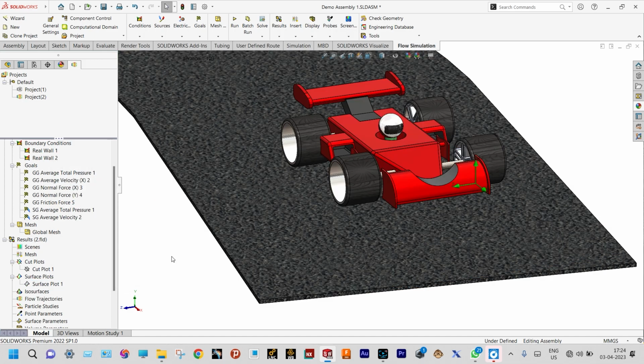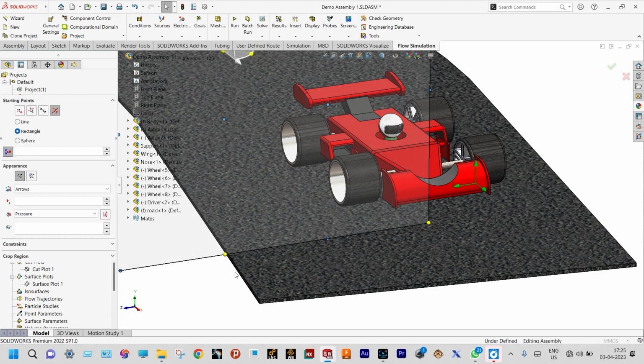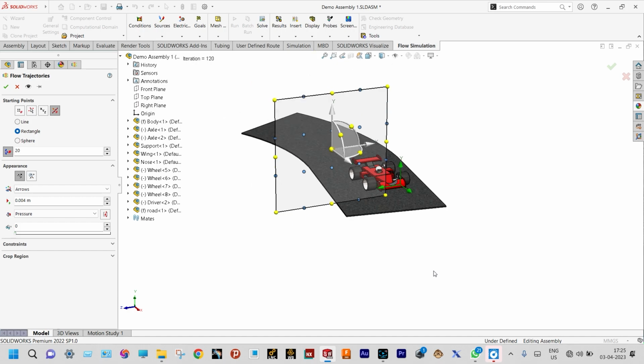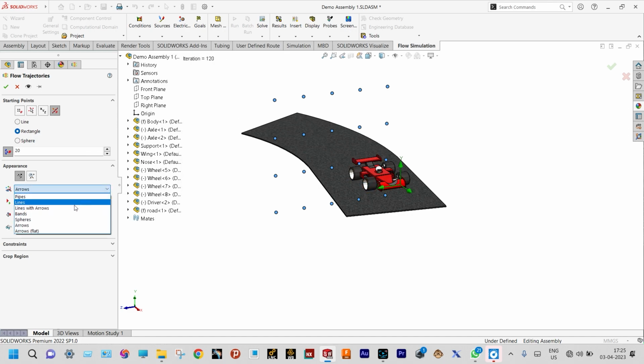Next to that, we'll see dynamics of flow particles at any specific surface or a specific location. You can see how the flow particles will move, right? Insert flow trajectories, and we'll see this from specific surfaces, right? We can view it in the form of rectangles, line, or sphere. Let us select rectangle, and we're going to see in this form of fives. Instead of static appearance, we're going to see dynamic appearance.